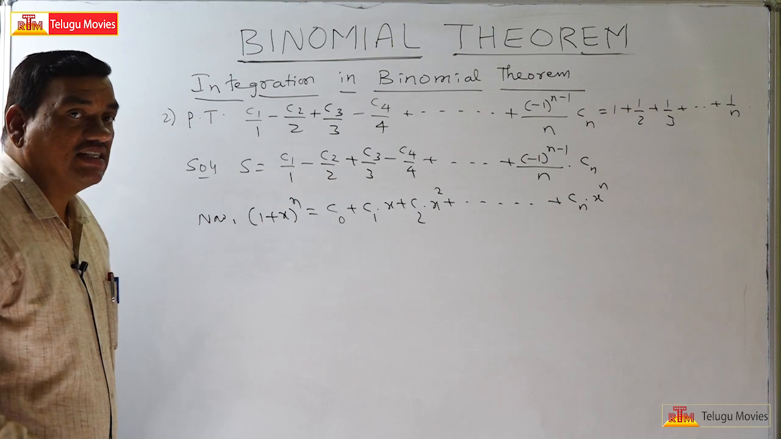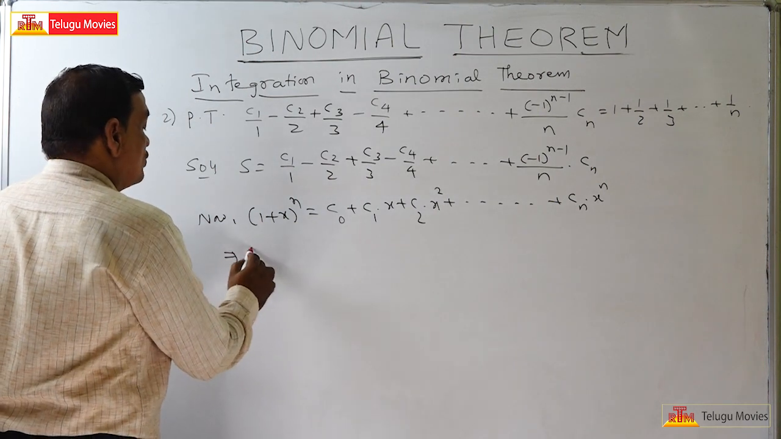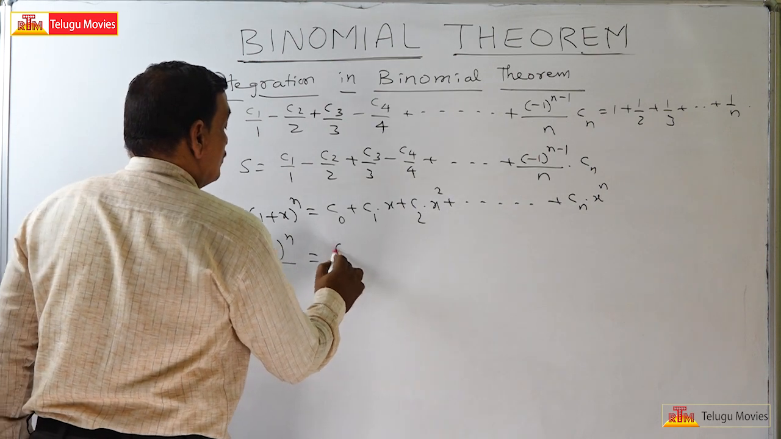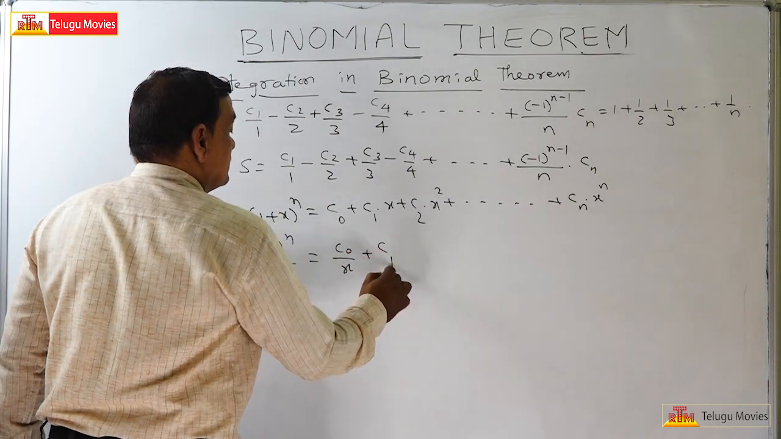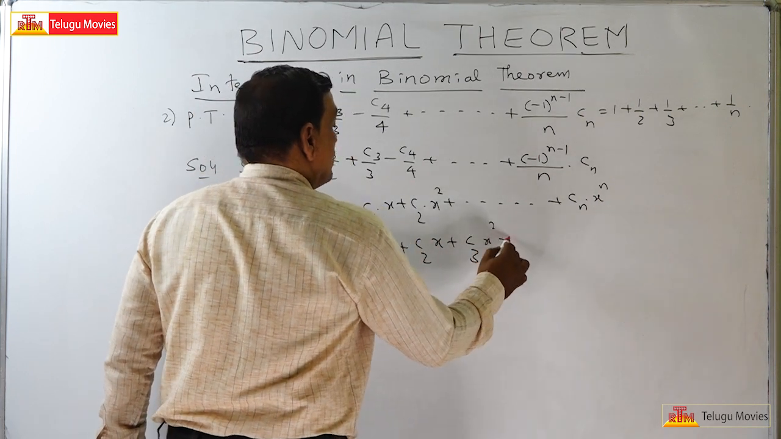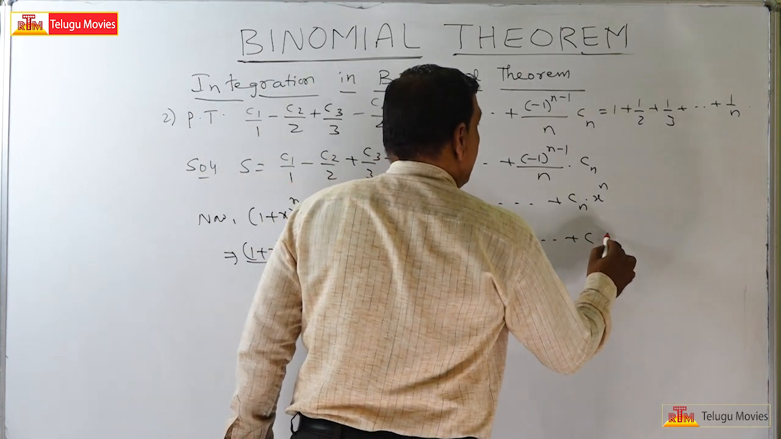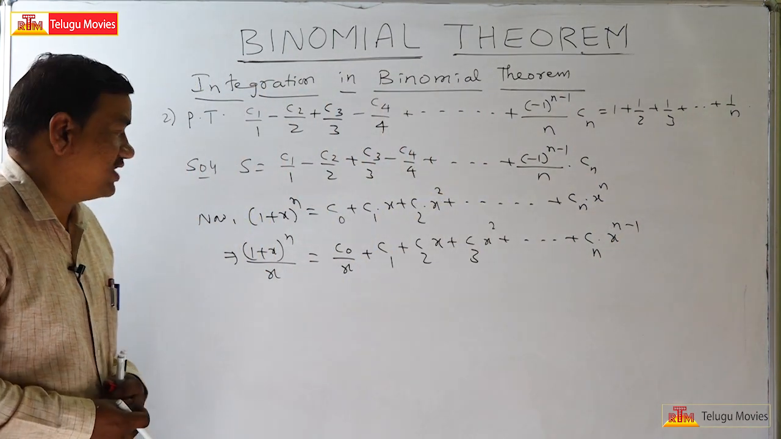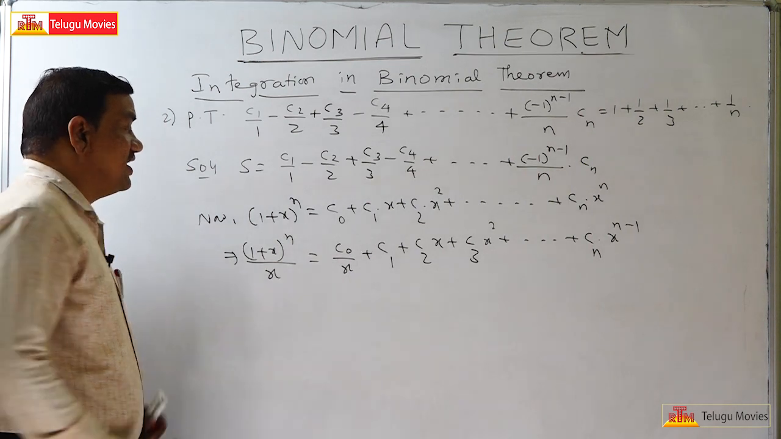Now divide by x on both sides. (1 plus x) whole power n by x is equal to c naught by x plus c1 plus c2 x plus c3 x square plus so on, cn into x to the power of n minus 1. Now I am dividing by x on both sides. Let us bring this term to this side.